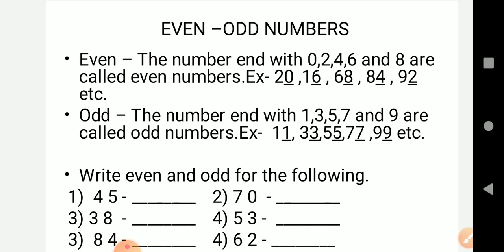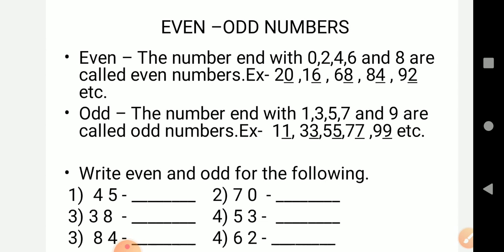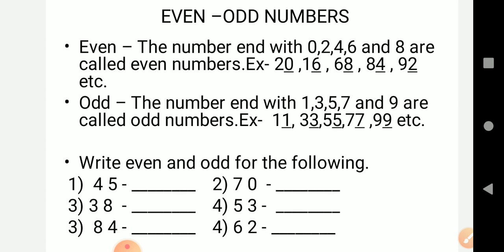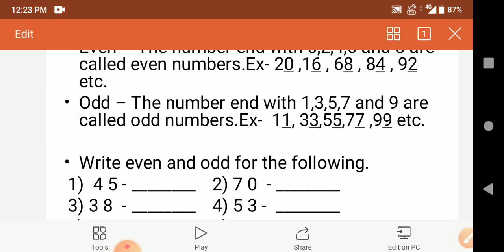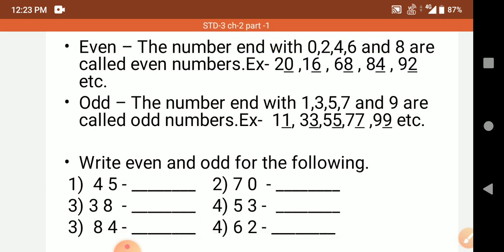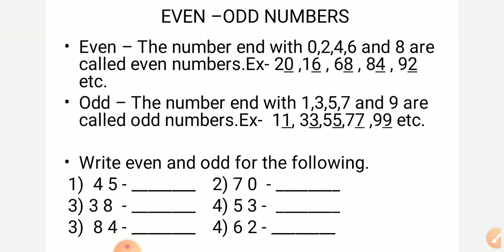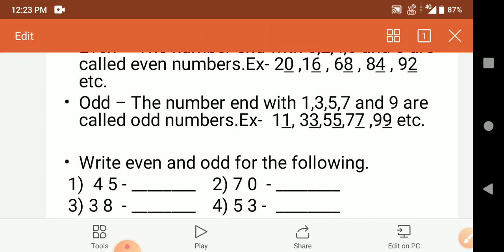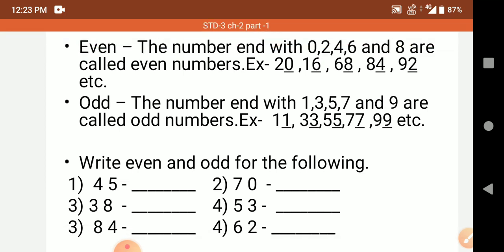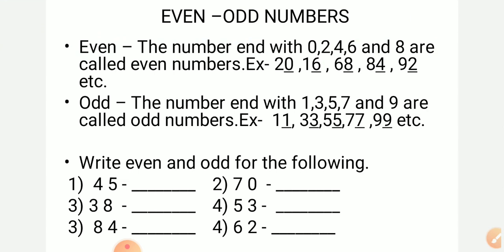Even and odd numbers. Now what is an even number? The definition of even number is given. The numbers that end with 0, 2, 4, 6 and 8 are called even numbers. For example, 20, 16, 68, 84, 92. Look at the underlined digits 0, 6, 8, 4 and 2. So these numbers are called even numbers.